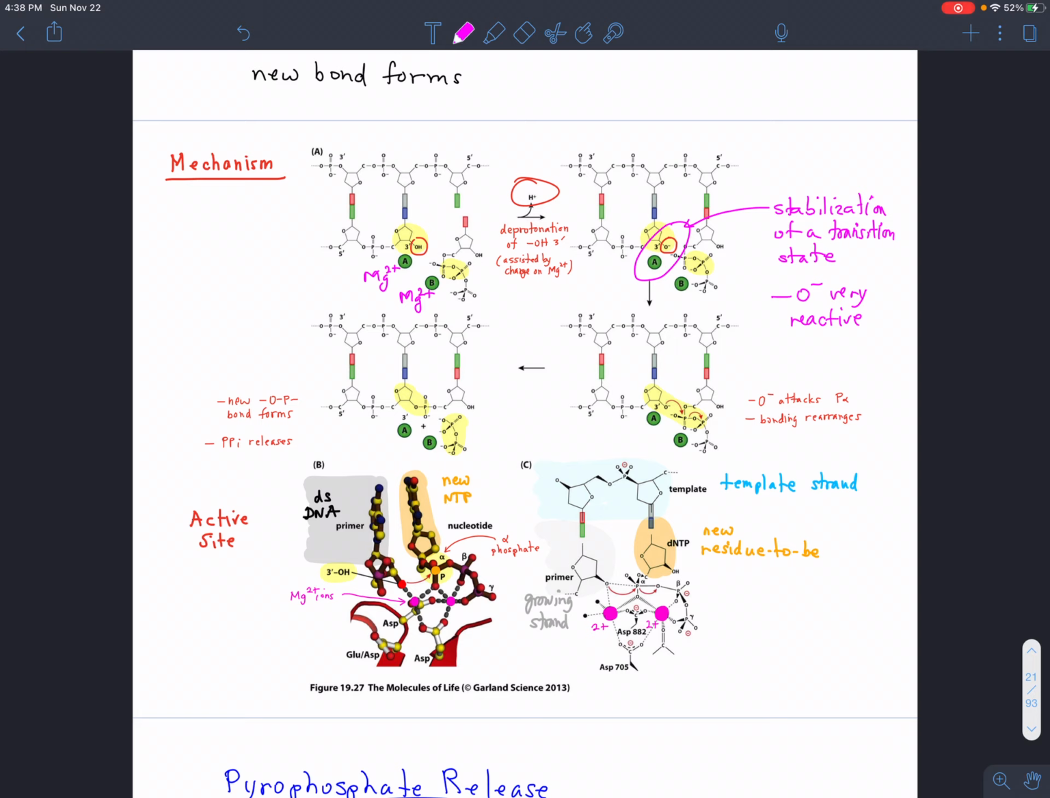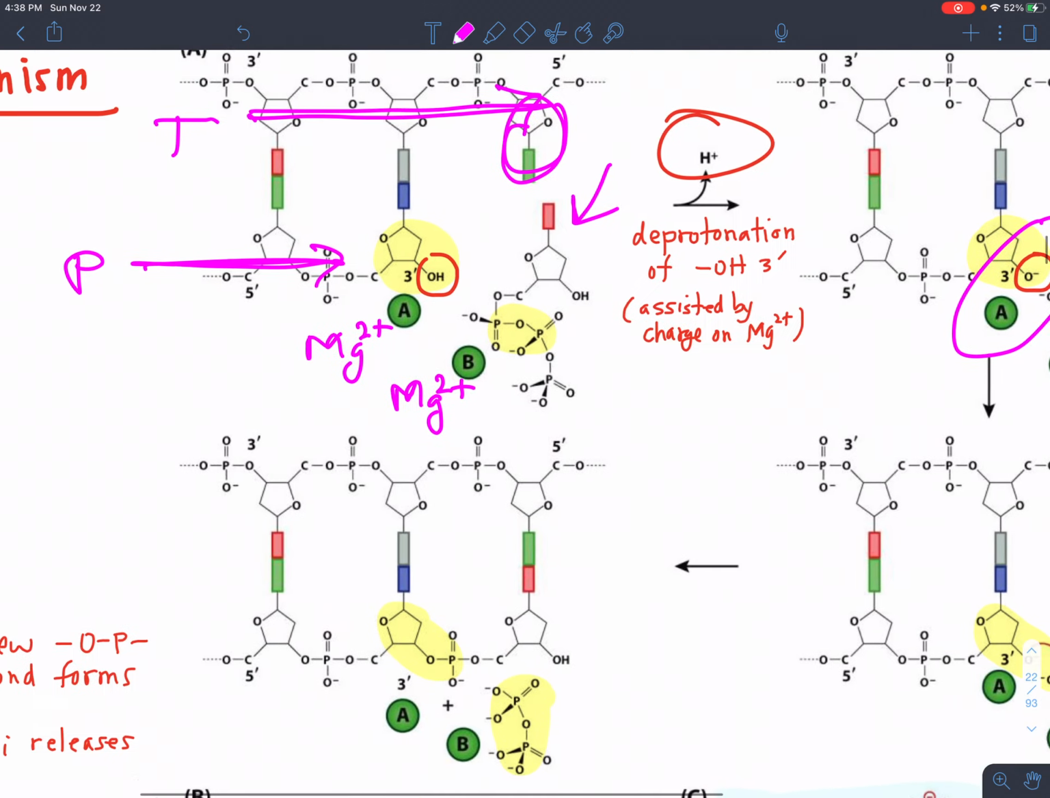So first of all, this right here is the primer strand. And this is the template strand, and this guy is the primer strand down here. So this is P, and this is T. And this is the template base right there. That's the thing that's being copied. Here's the new NTP coming in. Let me blow it up so you can see better.